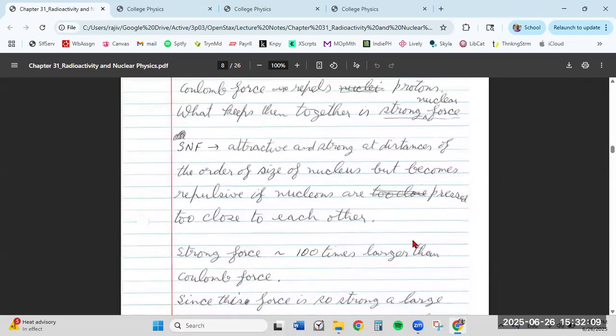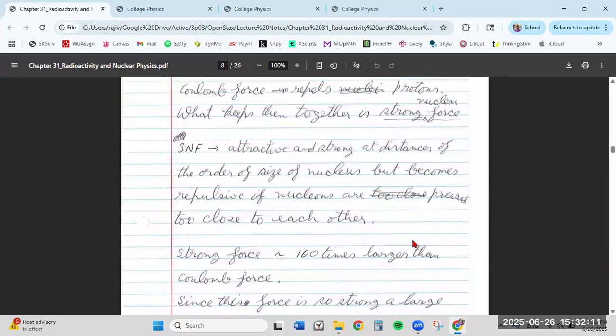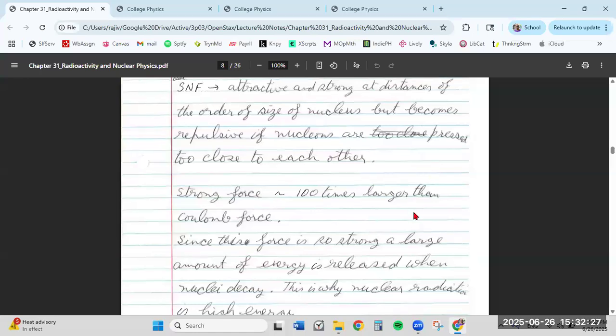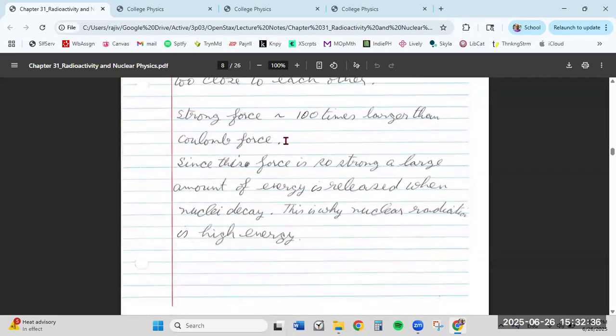And the relationship between the strong force and distance is an interesting one. At large distances, the strong force almost ceases to exist. It becomes zero. As far as inside the nucleus is concerned, strong force is about 100 times larger than the Coulomb force. So the force of repulsion due to Coulomb force is easily overcome by the attraction of the strong force.